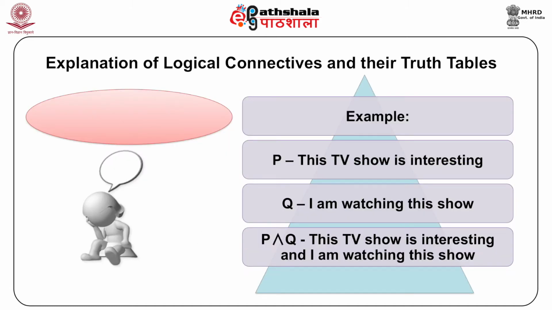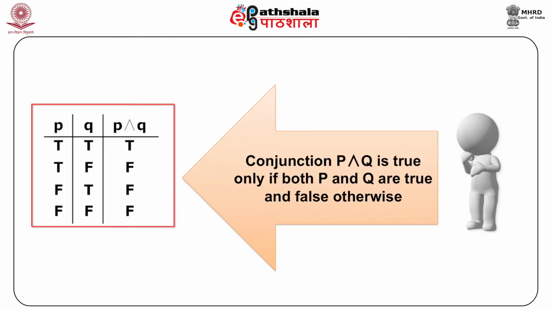Next, we will study explanation of logical connectives and their truth tables. Conjunction operator. For example, P stands for this TV show is interesting and Q, I am watching this show. Here, P conjunction Q stands for this TV show is interesting and I am watching this show. The conjunction of P and Q is true if and only if both P and Q are true, and is false otherwise.